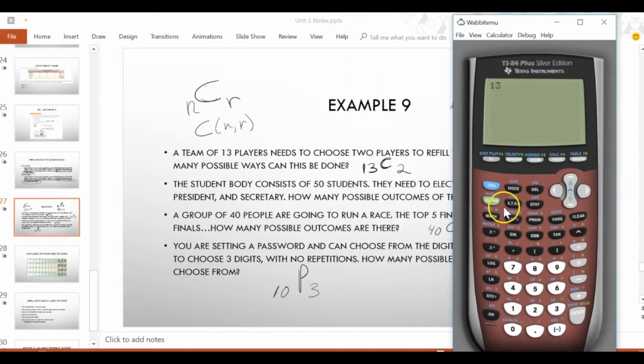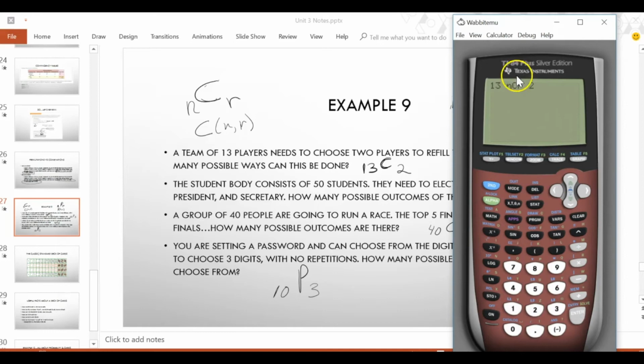So it'd be 13. Now, to get to the command for the choose, the combination, you click on the word math. So click on math. You would scroll over to PRB, that stands for anything related to probability. And then we're going to choose nCr. So that's where the notation comes from, how I write it. So nCr, click enter. And we want to choose 2.